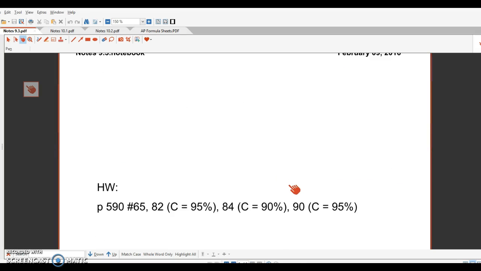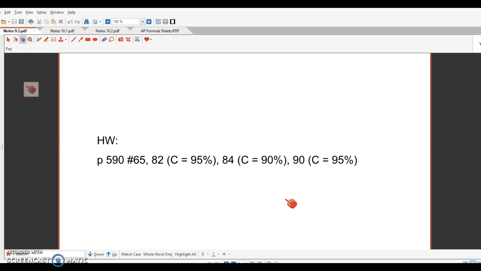Go ahead and try the 9.2 problems. Notice I've put in some confidence levels for you to try them with. Do them as intervals, not as the book says, hypothesis tests, and then we'll talk about our answers next time.